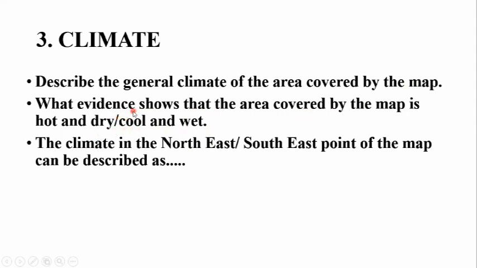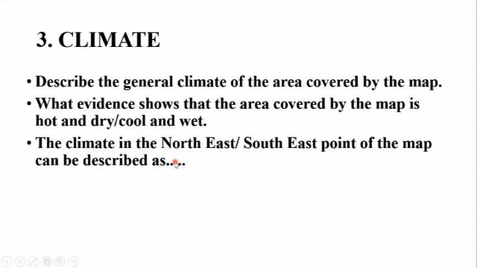What evidence? You know, in a map, we talk of evidence. Evidence is what tells you what is taking place or what is being represented on the map. So here, evidence that shows that the area covered by the map is hot and dry, or cool and wet. So one of these areas will be tested. Then number 3, the climate in the northeast or southeast point of the map can be described as. So you describe the climate.